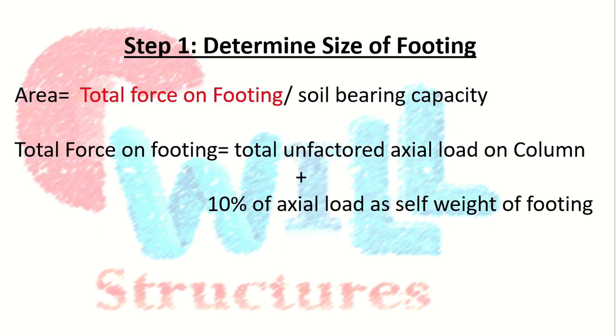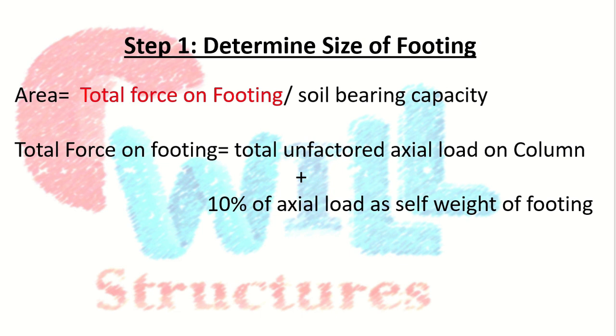Now our first step is to determine the size of footing. So first of all we have to determine the area, how much area we require to determine the dimension of the footing. The formula for the area is the total force on footing upon the soil bearing capacity. Here the total force on footing is the total unfactored axial load on column plus 10% of this axial load as the self weight of the footing.